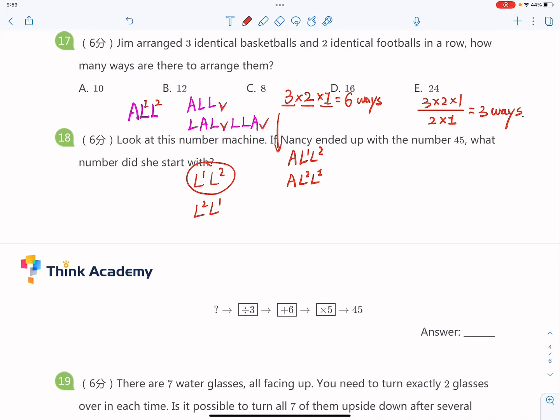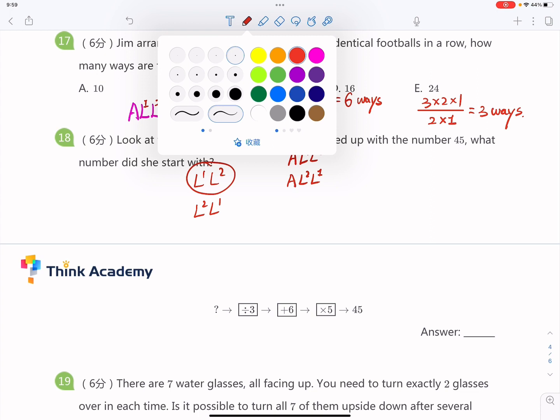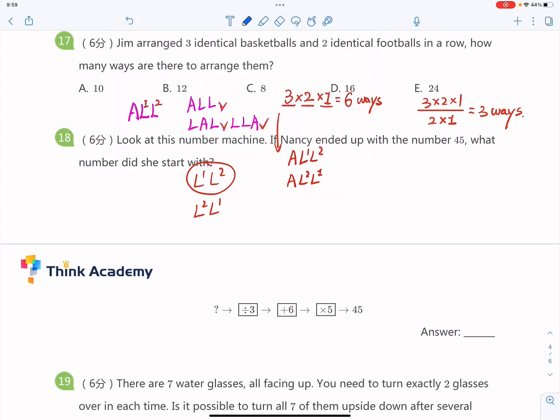But what if we got 3 identical basketballs and 2 identical footballs in a row? How can we do that? So actually, as for the 3 basketballs, you can call that B1, B2, and B3. And for the 2 footballs, let's see, they are F1 and F2. And at the very beginning, we just treat them all as different. So you will have 1, 2, 3, 4, 5 different things to put in a row. That will be 5 times 4 times 3 times 2 times 1 different ways to put them together.